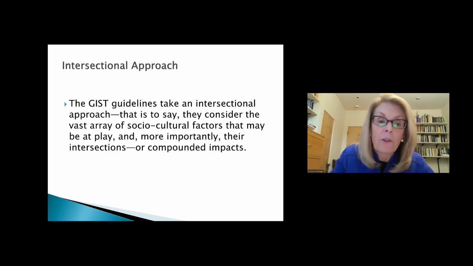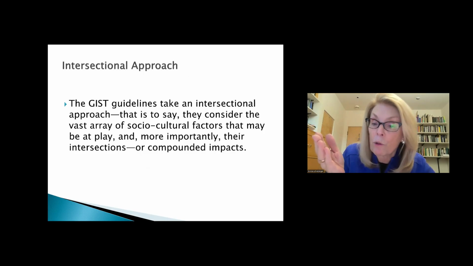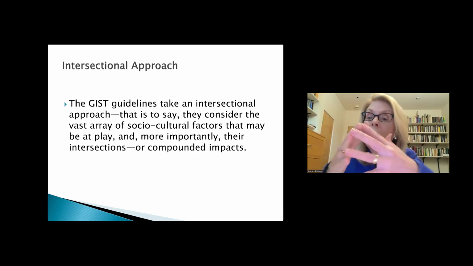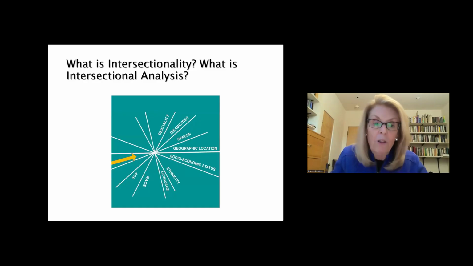The GIST guidelines take an intersectional approach. That is to say, they consider the vast array of sociocultural factors that may be at play, and more importantly, their intersections or compounded impact. So what is intersectionality, and what is intersectional analysis? If you're not familiar with it, let me demonstrate through an explanation.